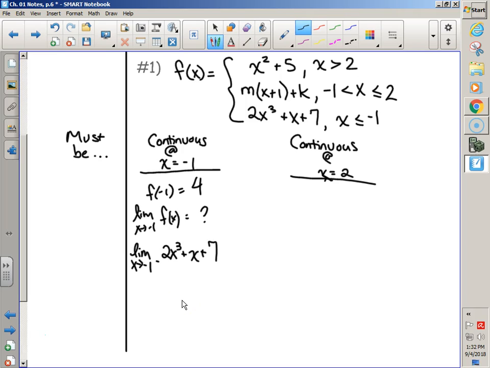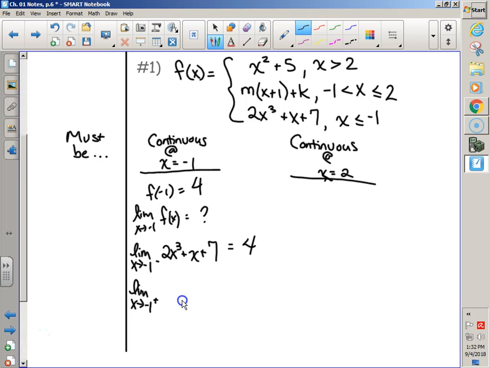Oh wait, we haven't even plugged in yet, but that's the next step. It's a limit problem, so plug in -1. So -2 minus 1 plus 7. Oh, that's the same piece you would have plugged into for this one, right? Less than or equal to. But the problem is you can't just come from below. What else do you have to do? Come from above. So the limit as x approaches -1 from above.